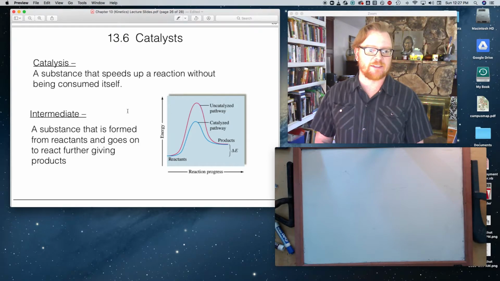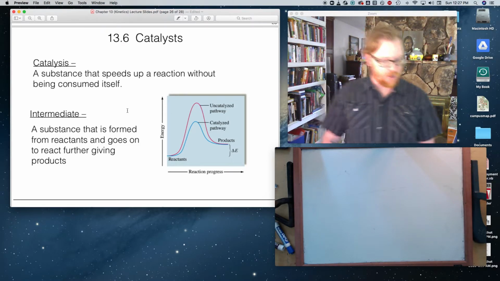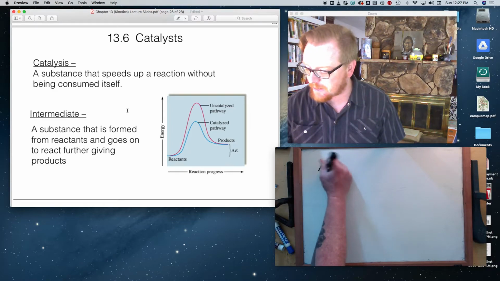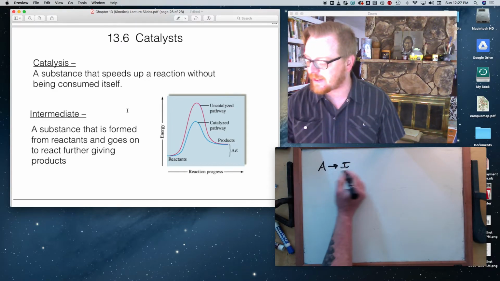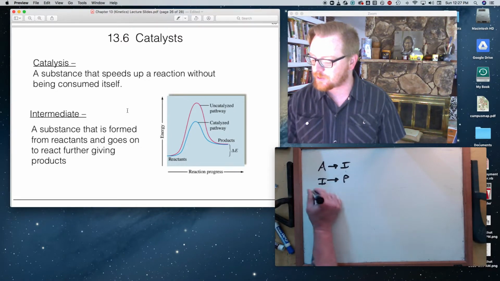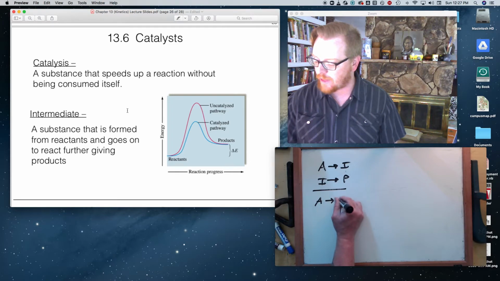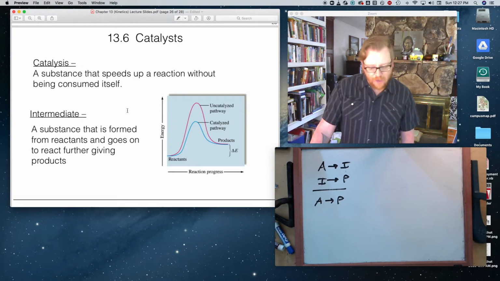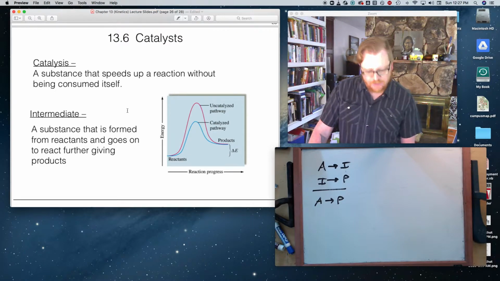And so we just talked about intermediates. An intermediate is a substance that's formed from reactants and goes on to react further to form products. So for example, we know that an intermediate mechanism looks something like this. A reactant A goes to an intermediate, and then the intermediate becomes a product. And so overall, that looks like A goes to products. Okay? But now in a catalyst, it's very different.